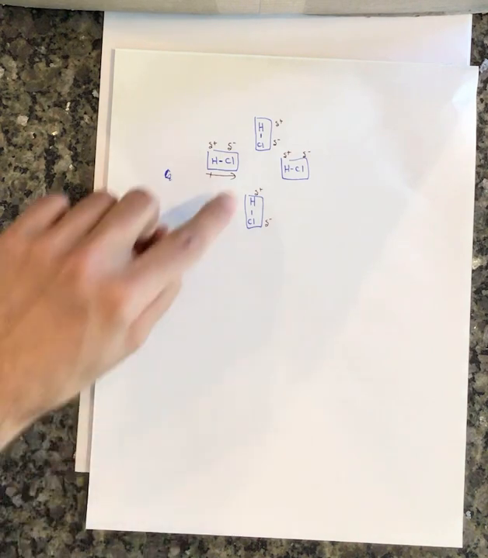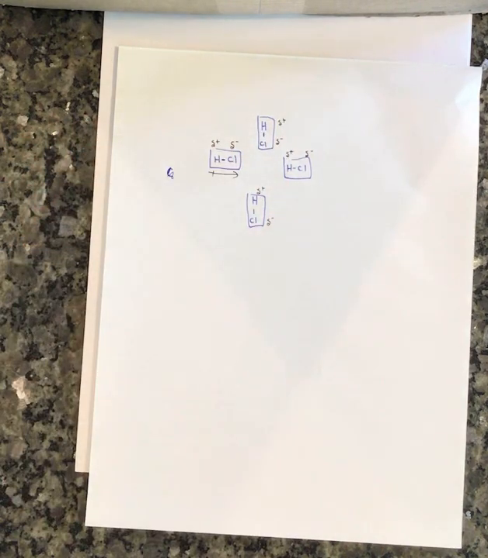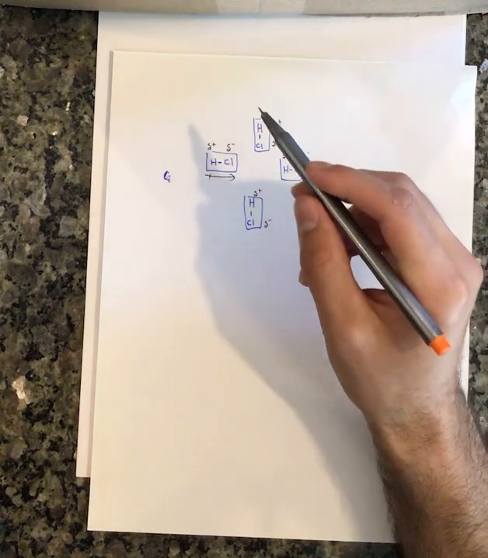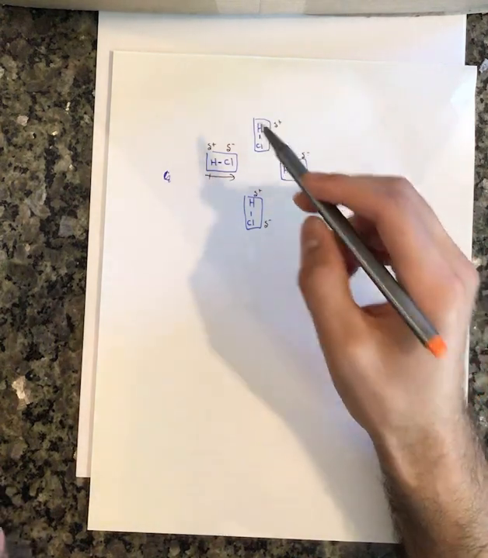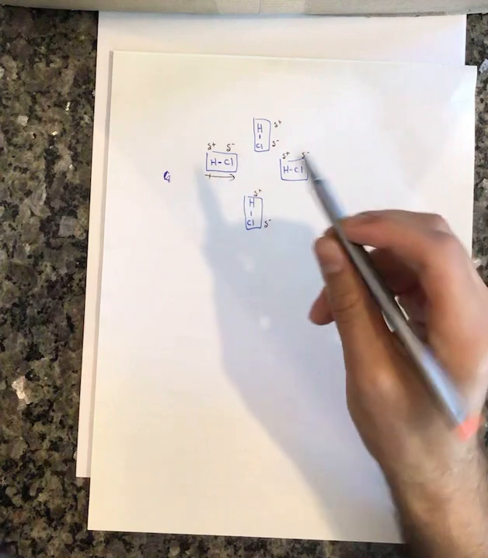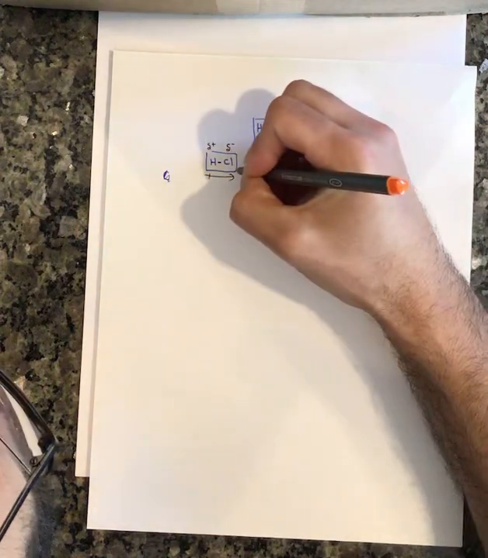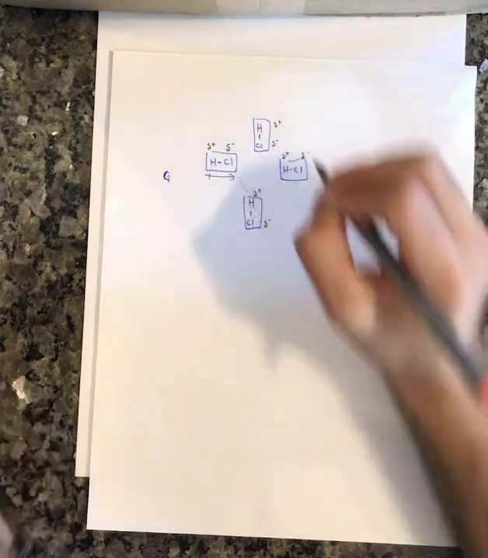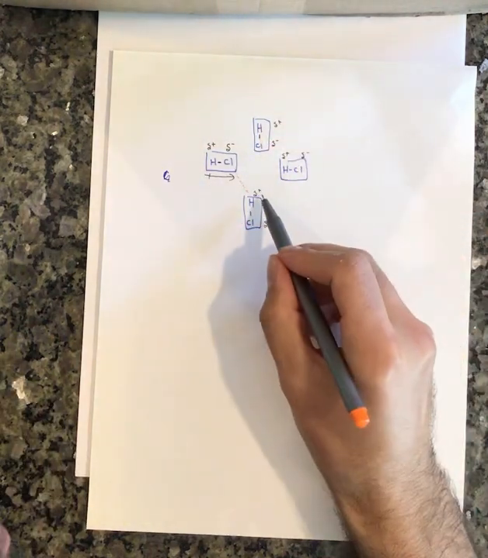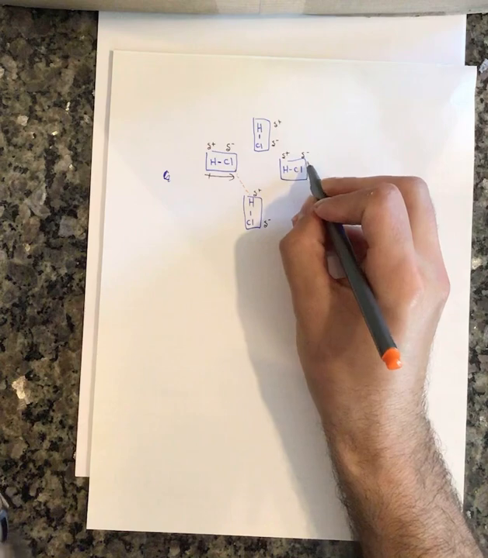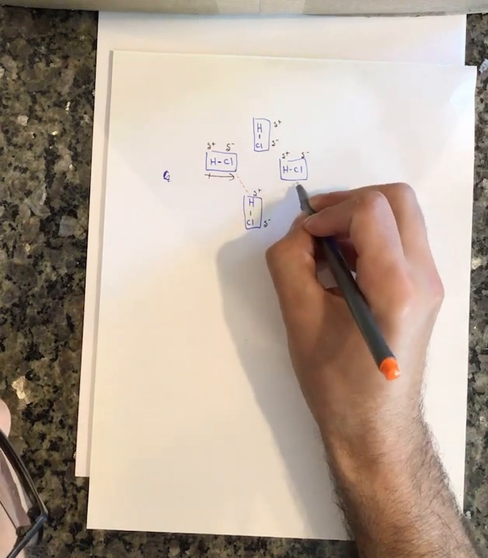Now, once again, those are called dipoles. What's going to happen is there's going to be an attraction between opposite dipoles. So this negative is attracted to this positive, so there's going to be a little bit of an attraction between these two. There's also a little bit of attraction between this positive and this negative side over here.